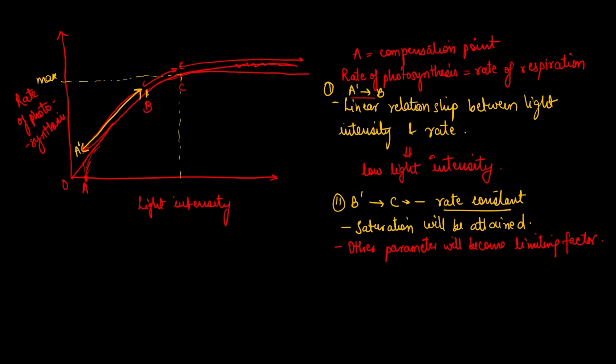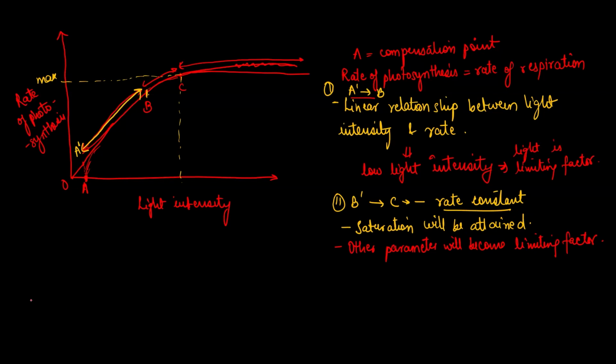But this linear relationship will hold only as long as there is low light intensity, right? Meaning light intensity is the limiting factor. So in the case of low light intensity, light is the limiting factor. Now, once the plant receives the maximum, or optimum, light intensity, it will saturate. In this case, light will no longer be a limiting factor, but other parameters will become limiting factors, say temperature, carbon dioxide, anything, depending on the situation.